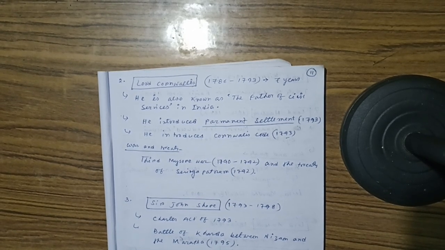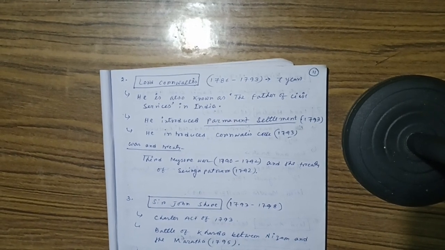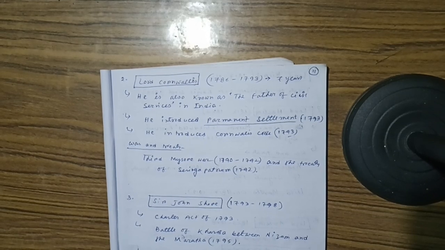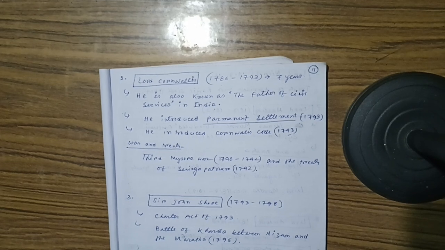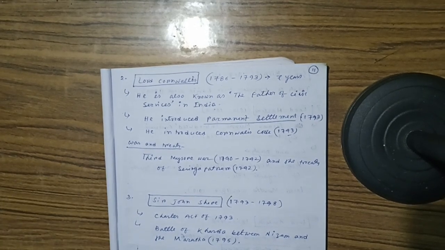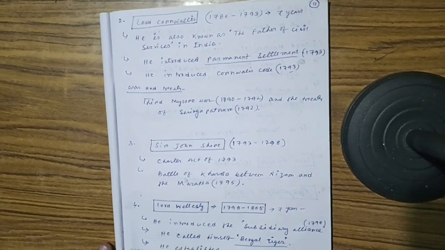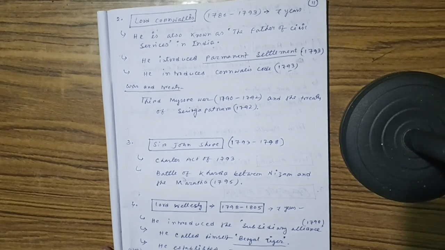War and Treaty which took place in Cornwallis's tenure. The Third Mysore War, 1790 to 1792, and the Treaty of Seringapatam, 1792. Many things definitely took place during Lord Cornwallis, but they are very important, so that's why I have mentioned them. Sir John Shore, 1793 to 1798. The Charter Act of 1793 was passed. The Battle of Kharda, very important, between the Nizam and the Marathas, 1795.